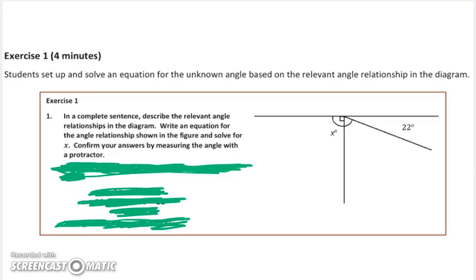Make sure you understand the relevant angle relationship also going on. If you don't know the angle relationship, you might want to go back up and look at your definitions. Is it complementary? Is it supplementary? Are they adjacent angles, vertical angles, angles on a line, angles at a point? All right, I want you to try that. Write a complete sentence describing the relevant angle relationships in the diagram. Then write an equation for the angle relationship shown in the figure and solve for x. You can confirm your answers by measuring the angle with a protractor if you have one.